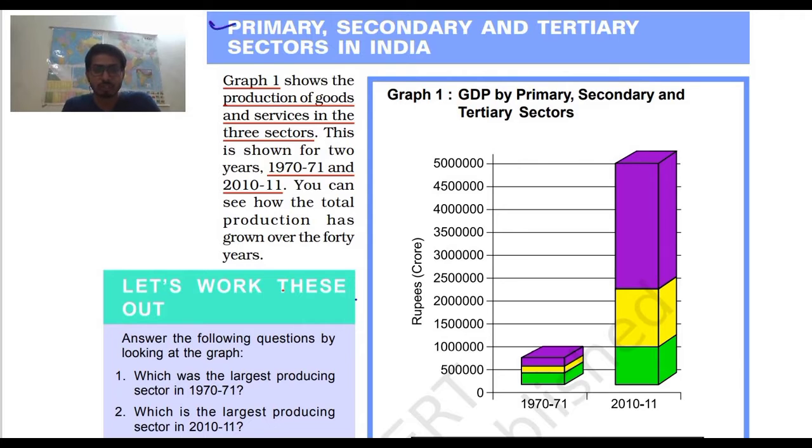So as you can see, primary, secondary and tertiary sectors are given, and here we have one graph. With the help of this graph, we are going to give a few answers. So let's see what is given here in this graph. First of all, production of goods and services in three sectors. So in GDP, how much production is happening?